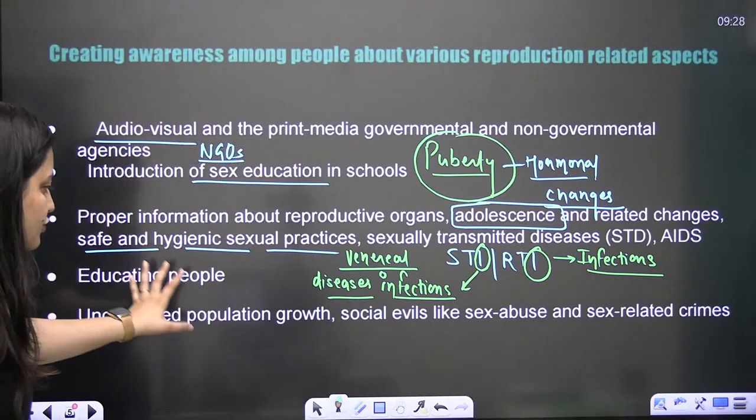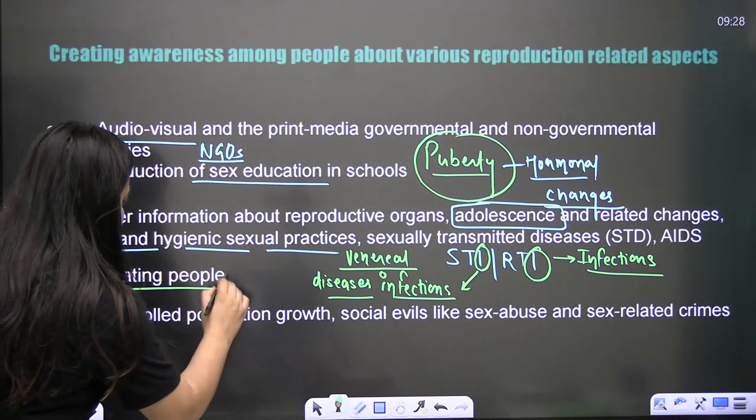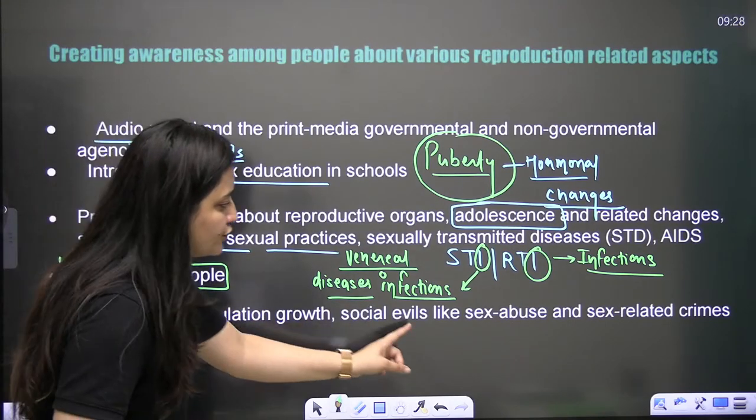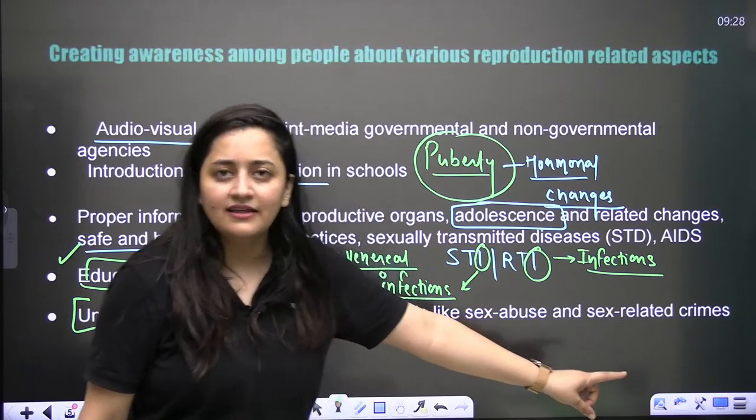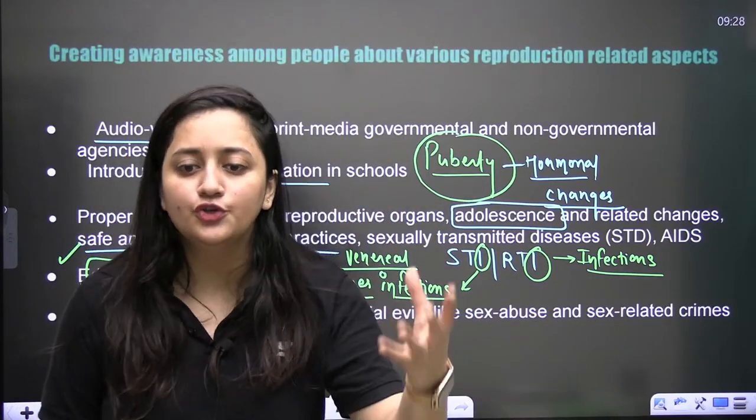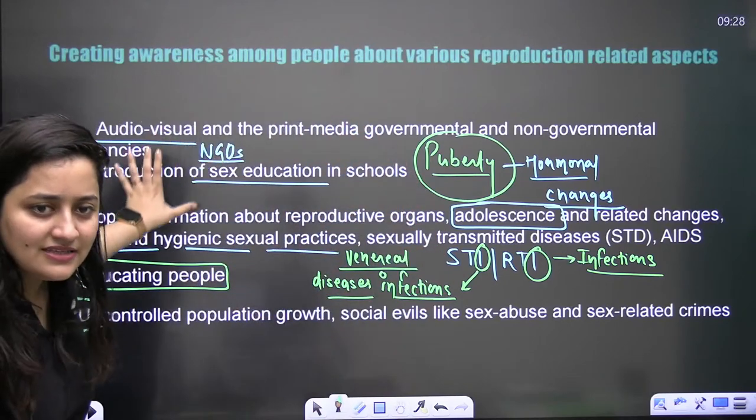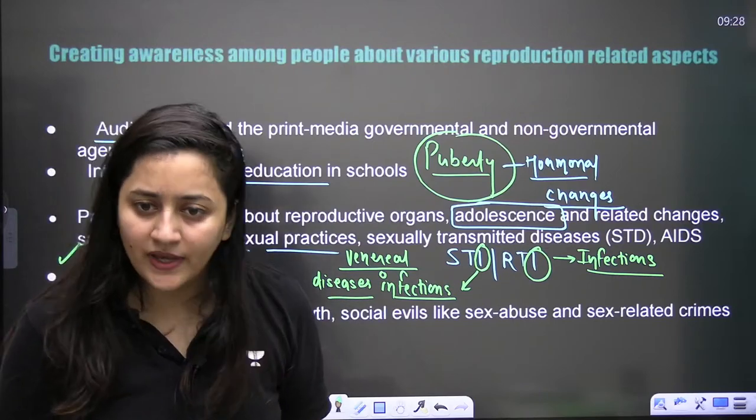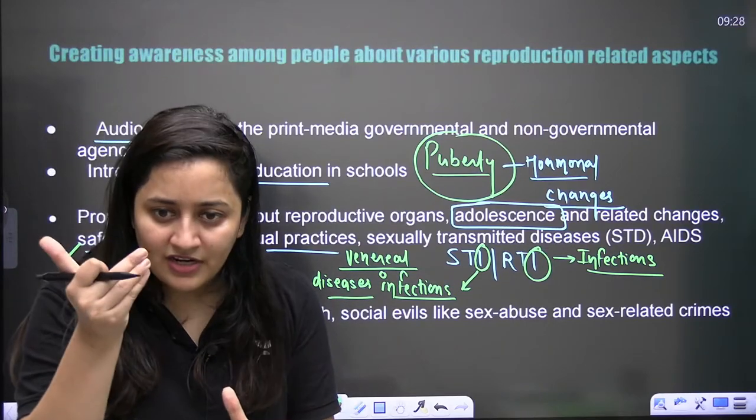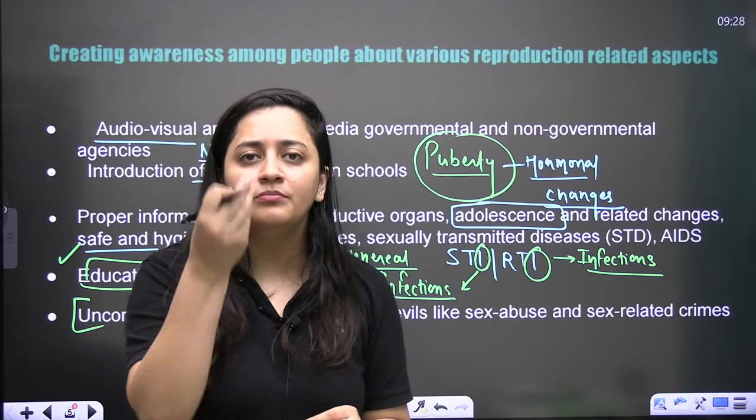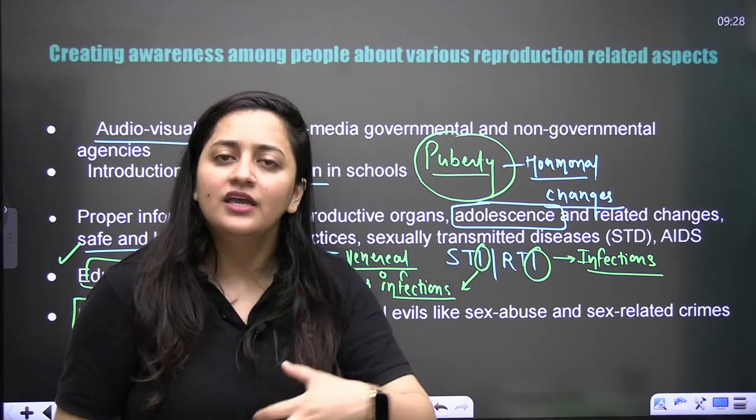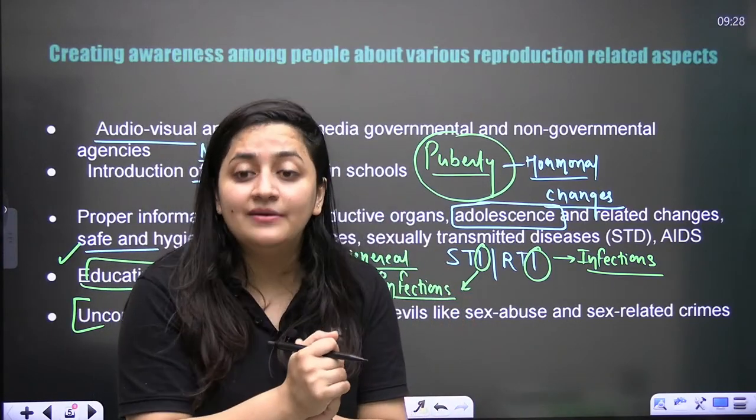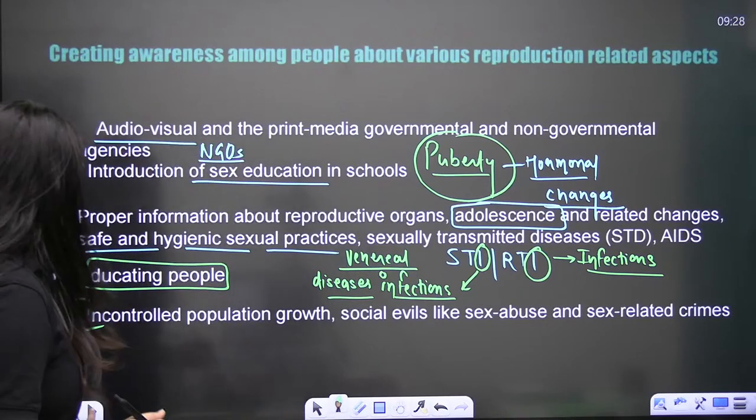So all that aspect should be covered here, and educating people is also part of this awareness. Uncontrolled population growth, social evils like sex abuse and sex related crimes, all these things should be discussed with the people. So this is about creating awareness among people. And even now, if you people feel some issues, some problems, you should talk to your elders. If you're not comfortable enough to talk to your parents, talk to your teachers, talk to your elder brothers and sisters. Clear, right?